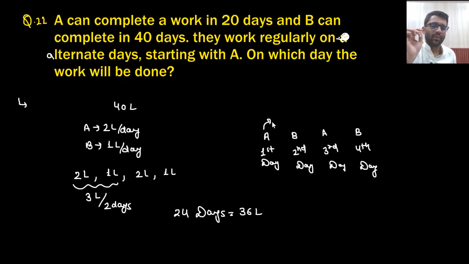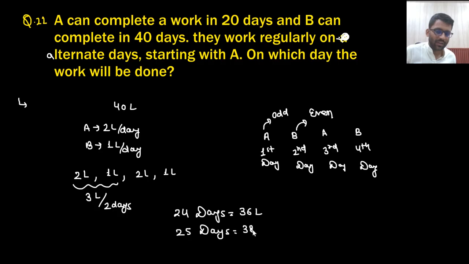So odd day A and even day B. So here B would have eaten. On the last day B would have eaten. So on the 25th day A will eat. We could have gone till 39 as well. So on the 25th day, who will eat? A will eat. 38 laddu are eaten.